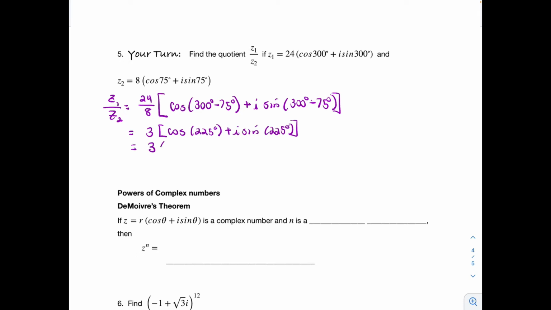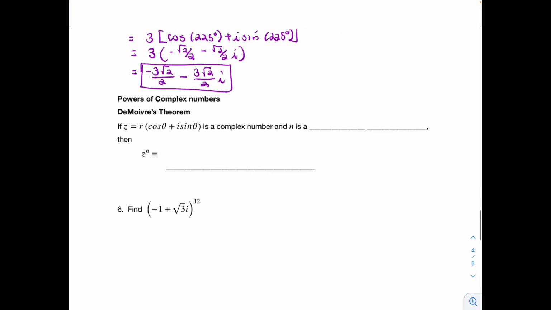From the unit circle, I know that the cosine of 225 degrees is negative square root of 2 over 2, and the sine of 225 degrees is also negative square root of 2 over 2. So distributing that 3, I get negative 3 square root of 2 over 2 minus 3 square root of 2 over 2 i as my answer.